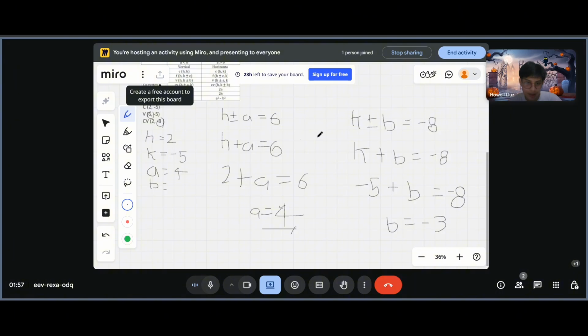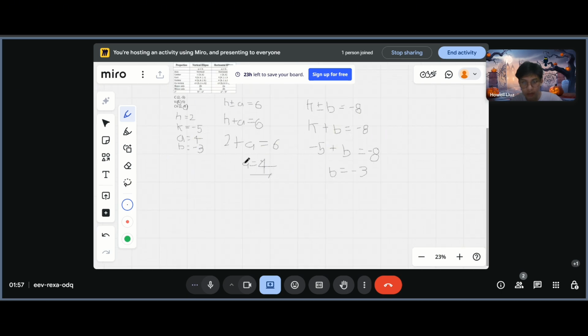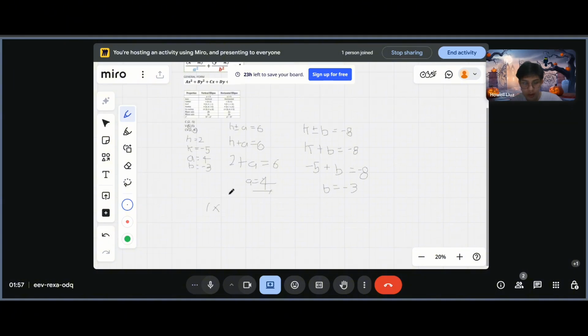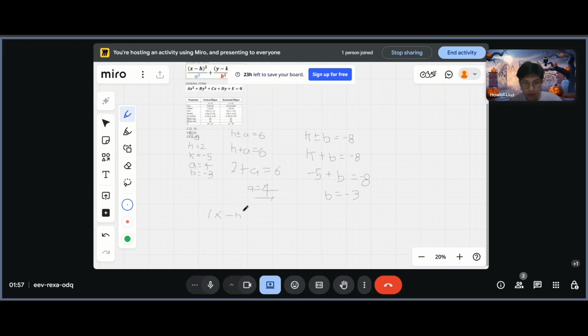So let us now substitute the values into the standard form. We're going to use the standard form: (x minus h) quantity squared over a squared, plus (y minus k) quantity squared over b squared, equals 1.